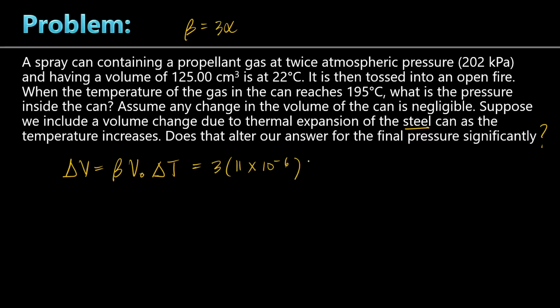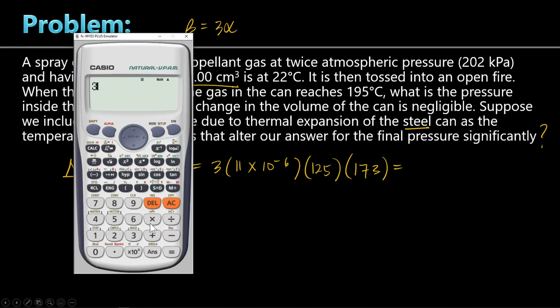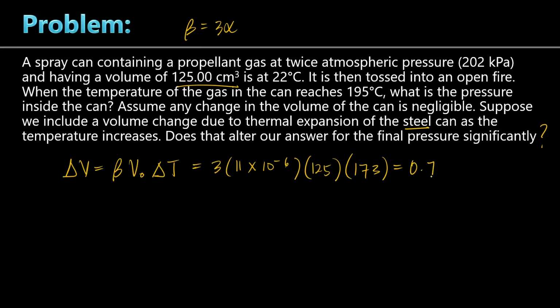And then, VO is 125 cubic centimeters. Ito siya. And delta T. Delta T is 195 minus 22. That's 173. Diba? 173 degrees Celsius. So now we can solve for the change in volume. 3 times 11 times 10 to the minus 6 times 125 times 173. That gives us 0.71. Ayan. 0.71. Ang unit nito ay the cubic centimeters.